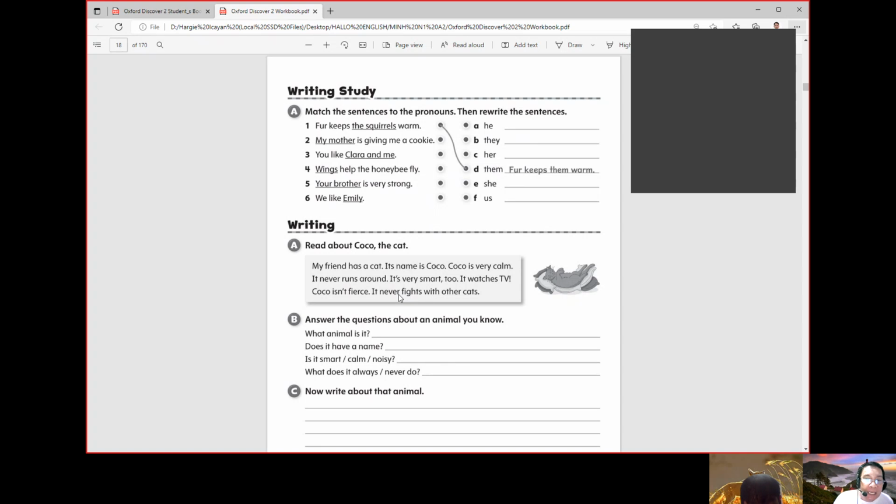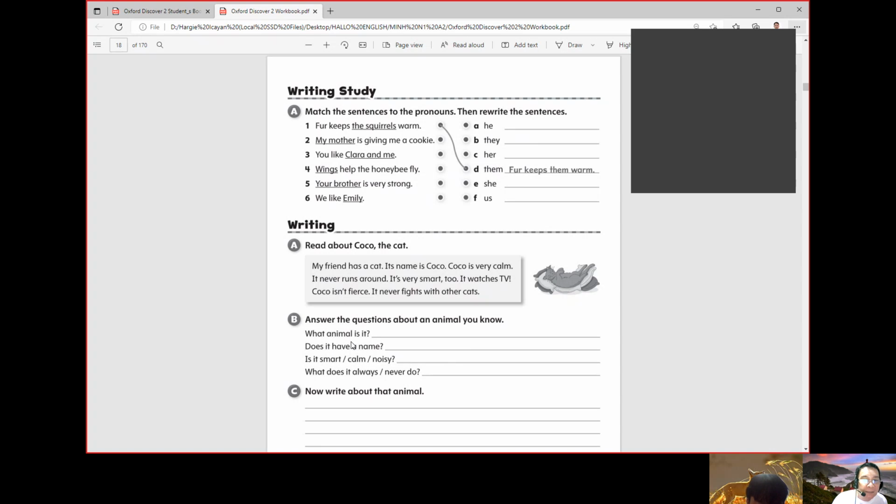Okay, now read about Coco the cat. Can you read this one, Min? My friend has a cat. His name is Coco. Coco is very calm. It never runs around. He is very smart too. It watches the TV. Coco isn't fierce. It's never frightened. It is not like other cats. Very good.